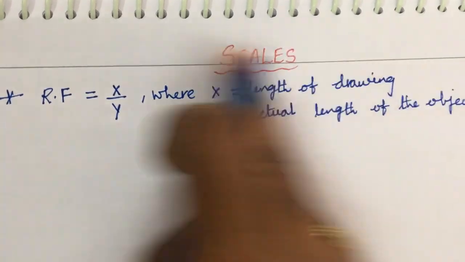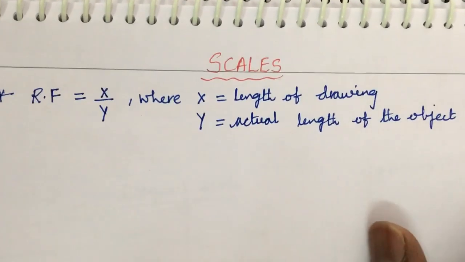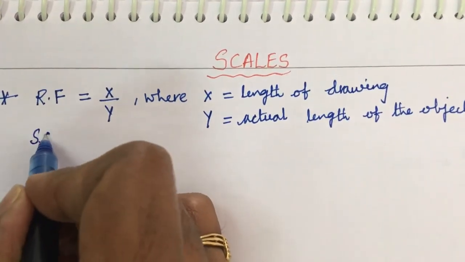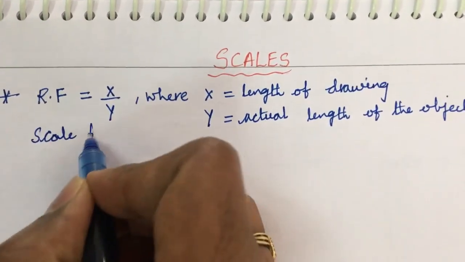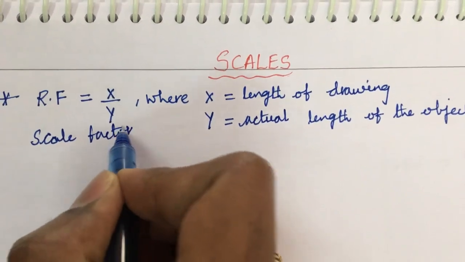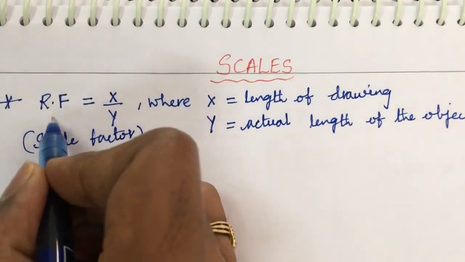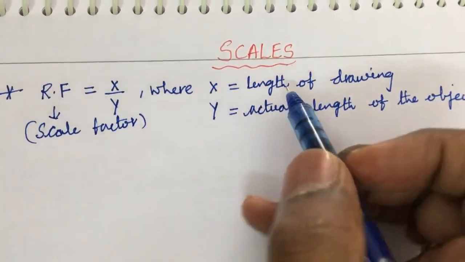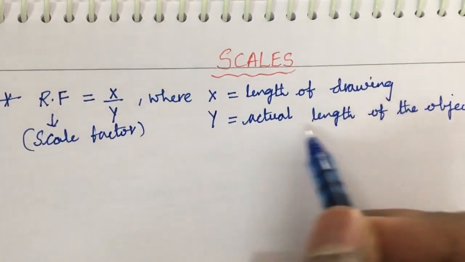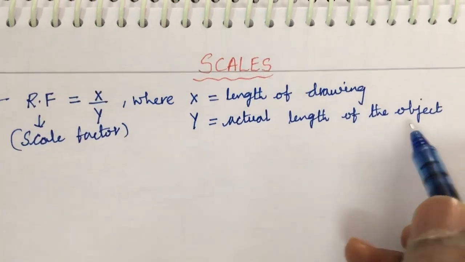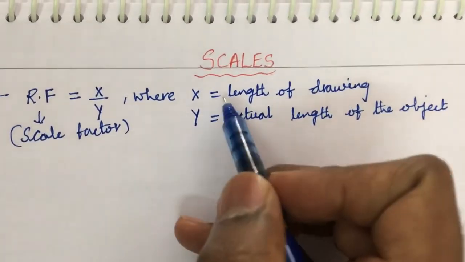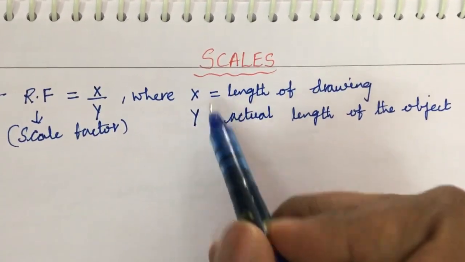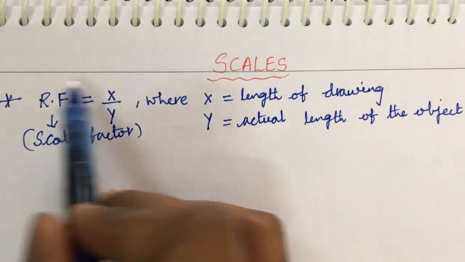This is a very important point for all of us to note: the representation factor is also called the scale factor sometimes in your question paper, or RF. It is given as x upon y. X is the length on the drawing and y equals the actual length of the object. So, when x and y are given, we are supposed to identify which one is x and which one is y, substitute here and calculate.